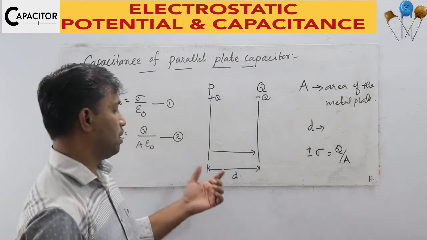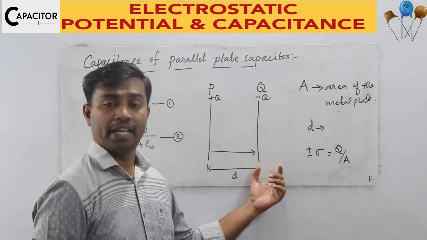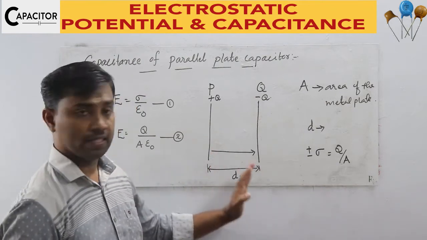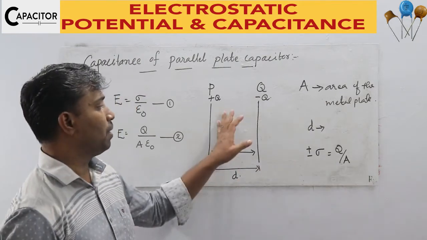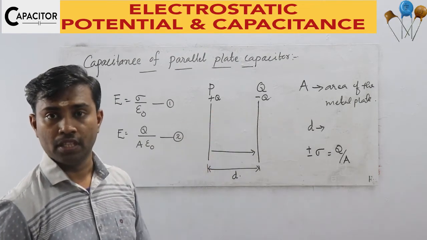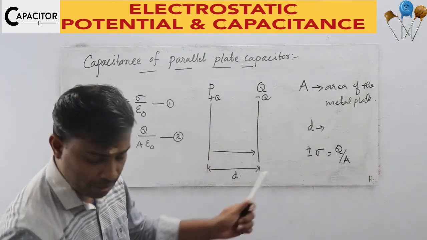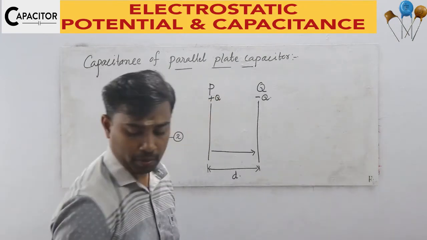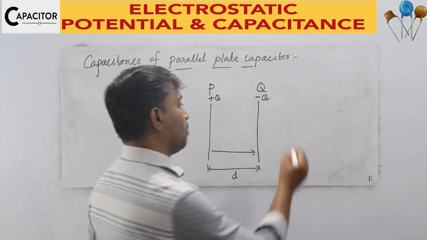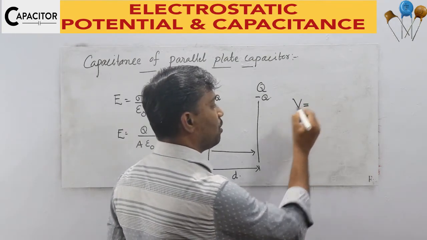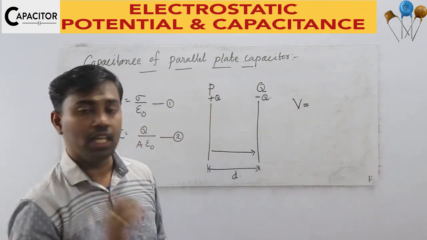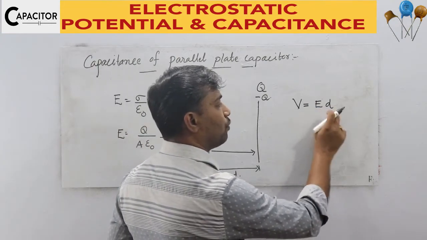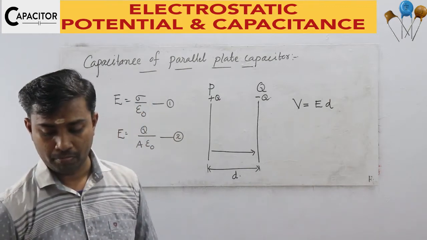Here is the positive charge and here is the negative charge, so an electric field will be developed, and the separation between the plates is D. So there will be a potential between the plates. The potential V is equal to E into D, the electric field into the separation.